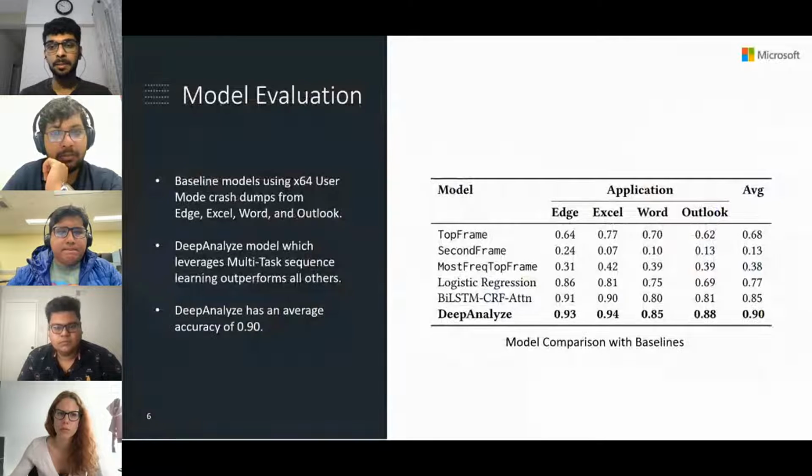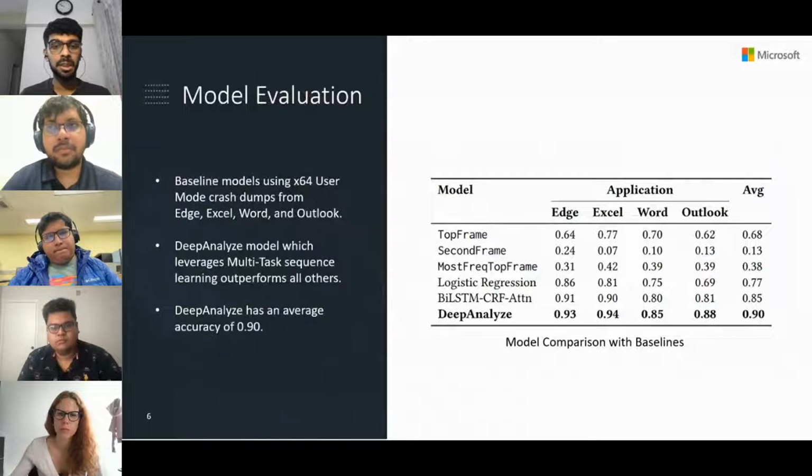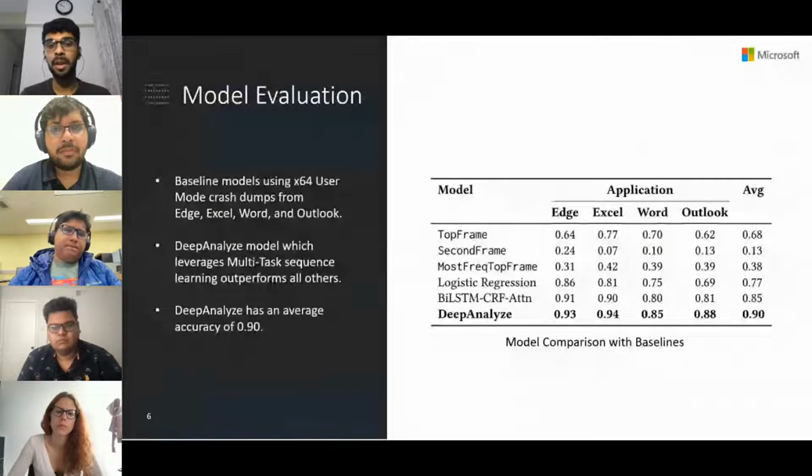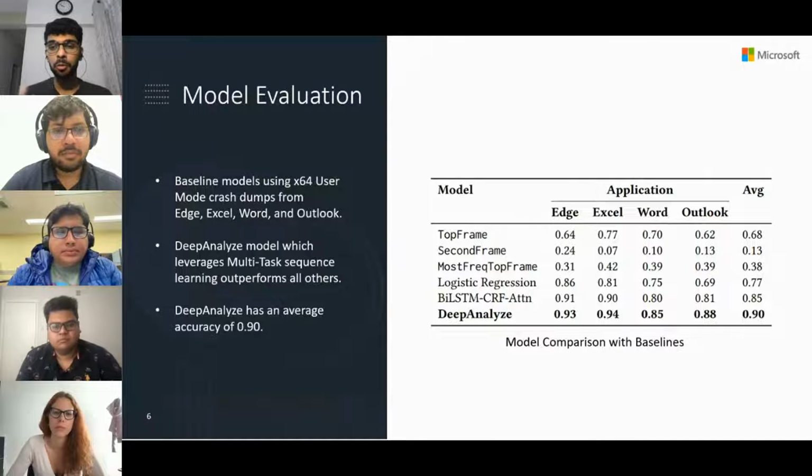Finally, to evaluate DeepAnalyze, we compare against multiple heuristics as well as machine learning-based approaches for crashes from 4 popular applications from Microsoft: Edge, Excel, Word, and Outlook. We observed that although these baselines are quite strong, DeepAnalyze, combining context and complementary information using that novel multitask learning procedure, outperforms all of these with an average accuracy of 90%.